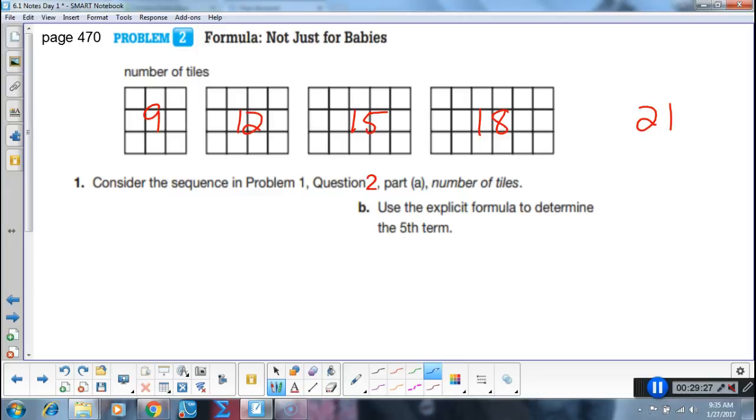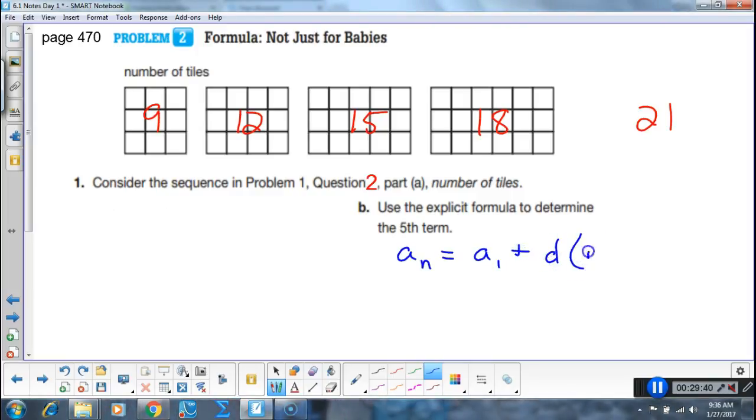This is arithmetic because we're adding. So the explicit formula is A sub n equals A sub 1 plus D times n minus 1. For you, I believe it's right at the top of your page. It's written just like that. Or it's at the bottom of your note sheet from that we started with.